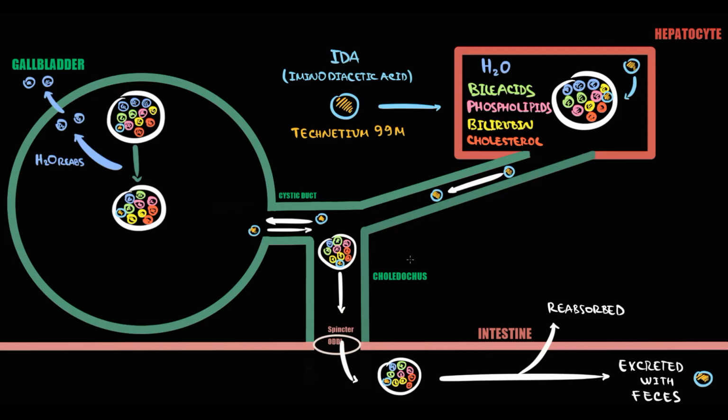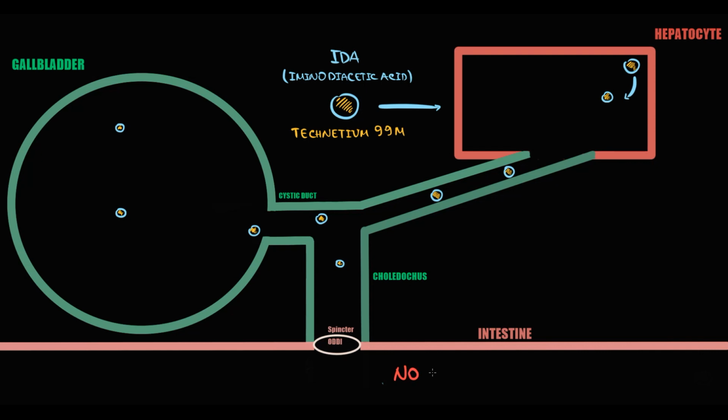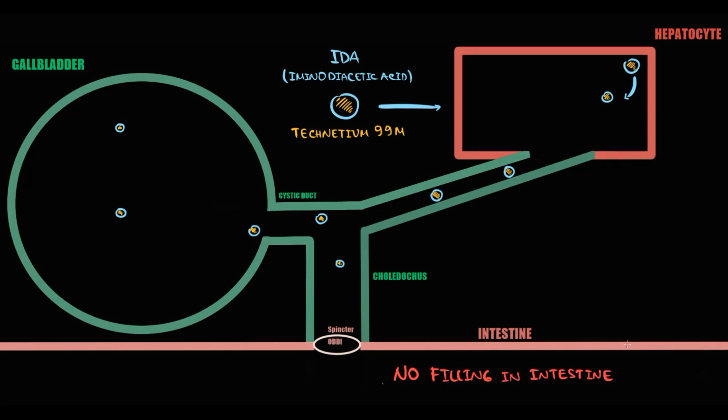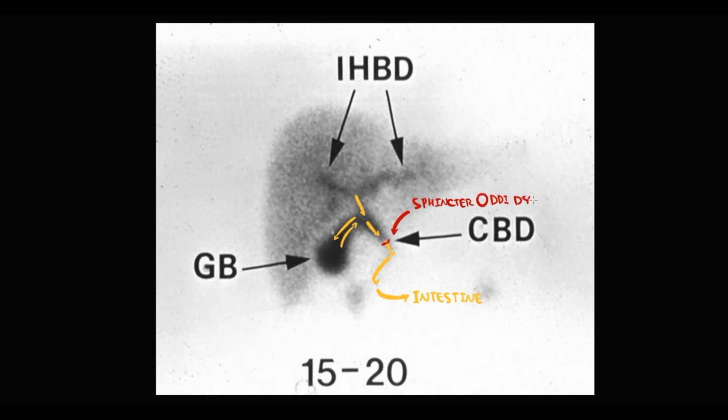Another pathological state that can affect the biliary tree is dysfunction of the sphincter of Oddi. So if the sphincter of Oddi remains contracted, bile cannot pass into the intestine. As a result, on a scan, we won't see the radiotracer in the intestine. So here are hepatic ducts, then bile goes through the biliary ducts and cystic duct into the gallbladder, then the gallbladder pushes bile into the cystic duct and common bile duct, and then bile enters into the intestine. With dysfunction of the sphincter of Oddi, bile cannot pass into the intestine. As a result, we won't see intestinal filling, so the intestine on a scan won't be as visualized as it should be.